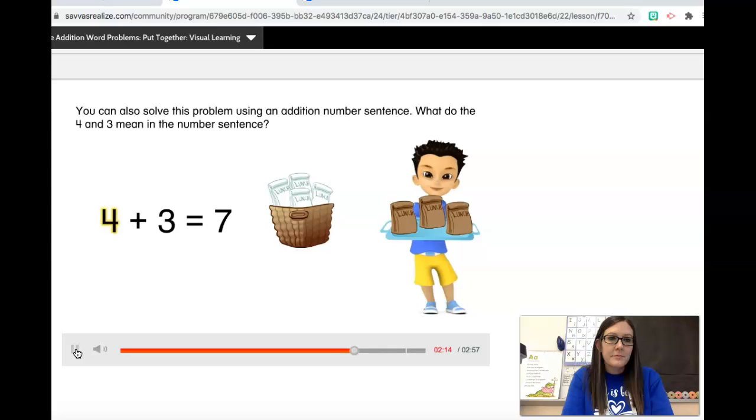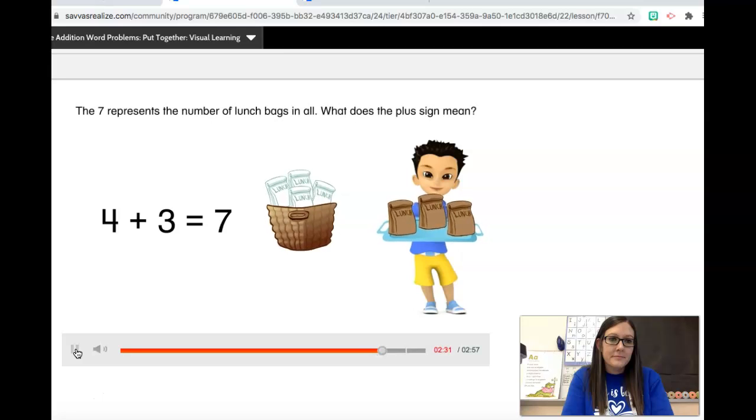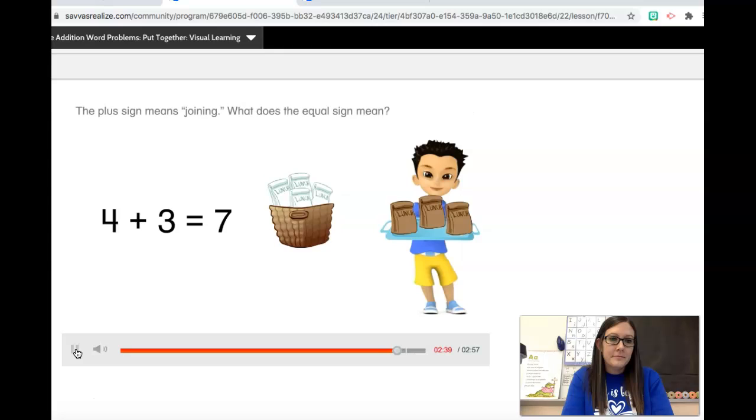What do the 4 and 3 mean in the number sentence? They represent Daniel adding 3 more lunch bags to the 4 in the basket. What does the 7 represent? The 7 represents the number of lunch bags in all. What does the plus sign mean? The plus sign means joining. What does the equal sign mean?